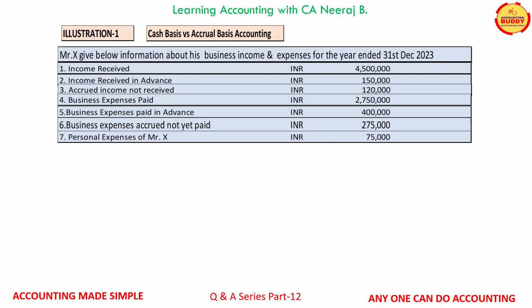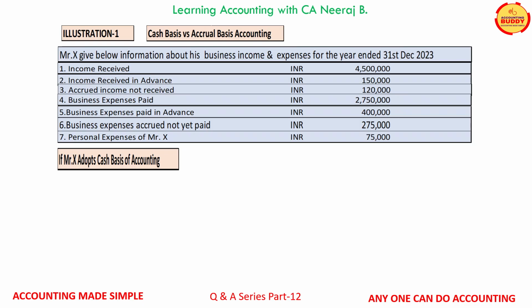An amount of 75,000 is paid for Mr. X's personal expenses. Now let us understand what will be the profit or loss of Mr. X's business in case he adopts cash basis of accounting.